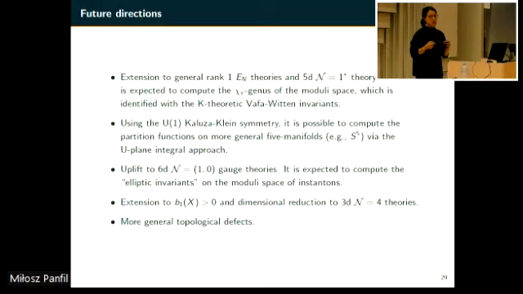Okay, and it would also be interesting to uplift these constructions to the 6D (1,0) theory, which is expected to compute the so-called elliptic version of this invariant. And the extension to b1 positive is in fact more straightforward. And in this approach, we will be able to understand certain aspects of 3D N=4 theory obtained by dimensional reduction. Okay, that's all I wanted to say. Thank you.